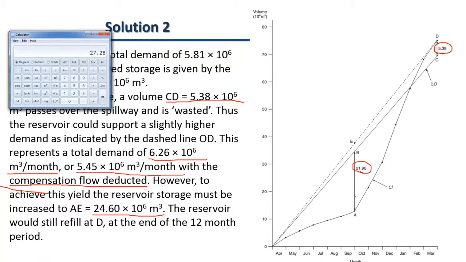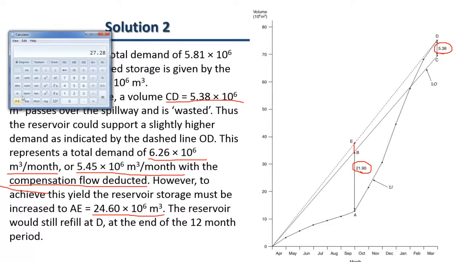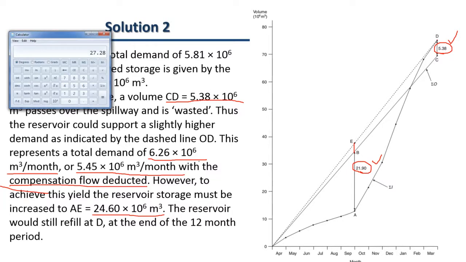The answer is that AE is supposed to be 24.60, not 27 point something, and the sum of this figure and this figure cannot give you the answer, so it's a wrong answer. So how can we calculate this one? You might have a question. Okay, so how can I calculate this one?